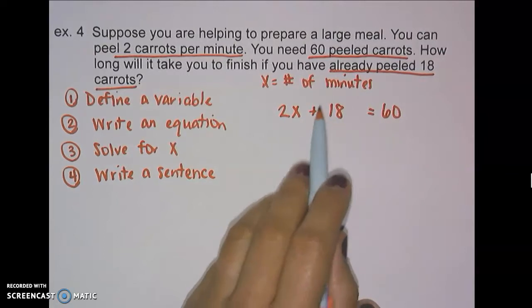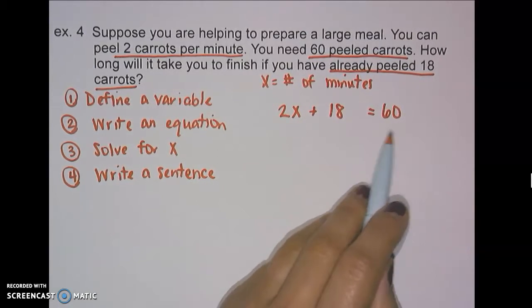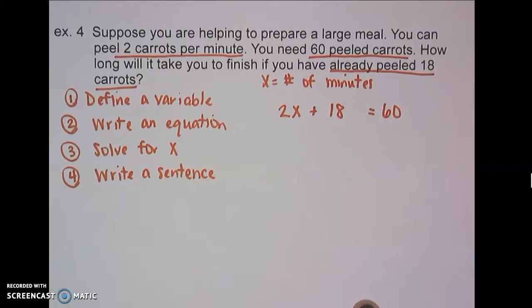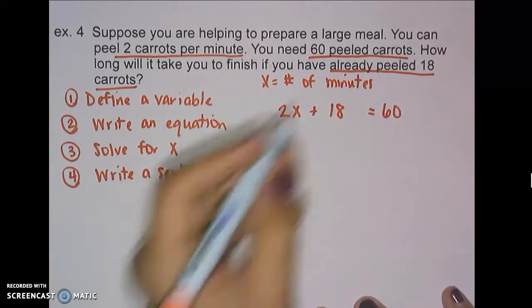Now, instead of adding this 18 here, you could have already subtracted that over here because we know that we've already peeled them, so we're going to take them away from our total of 60. Okay, we don't want to add them to 60 because we don't need to peel 78 carrots, we need to peel 60 total carrots. So now we have our equation, so now we're going to solve for x.